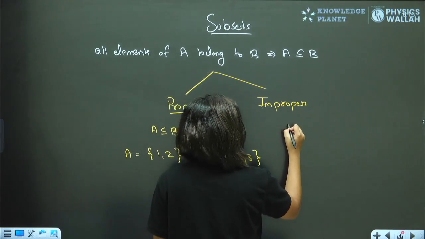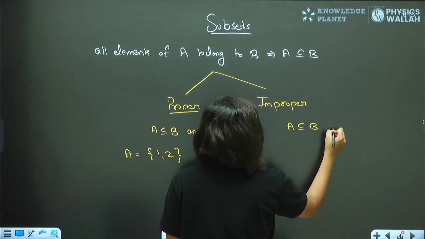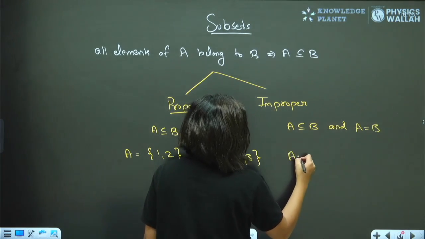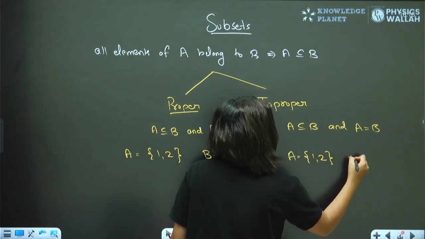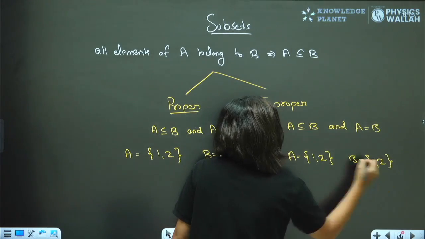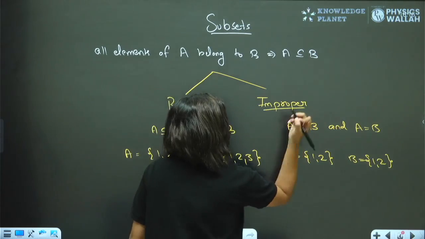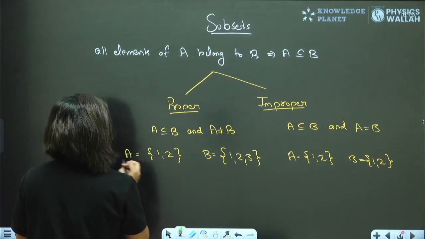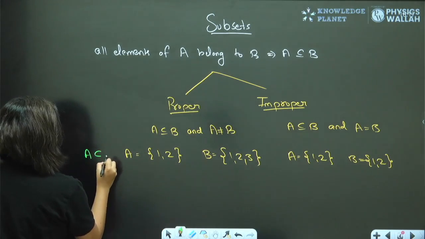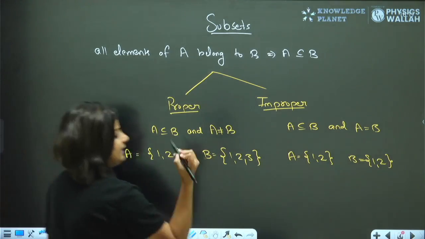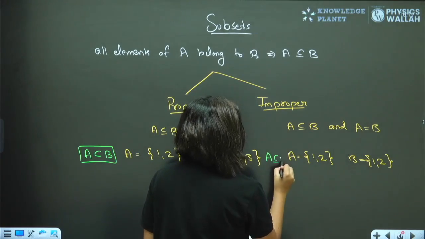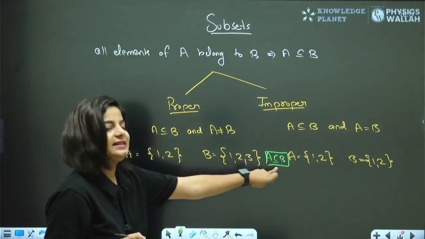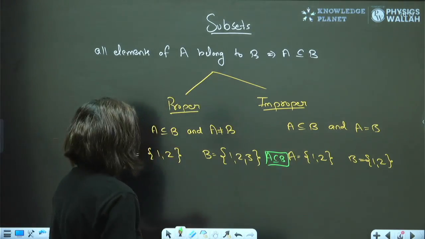What about improper? Improper means A is a subset of B and also A is equal to B. For example, A is {1, 2}, B is also {1, 2}. A and B are the same, so you will say A is an improper subset. To be more specific, in the first case A is a proper subset of B, and in the second case it's an improper subset. That means A is less than B, and A is less than or equal to B, just for the purpose of understanding.